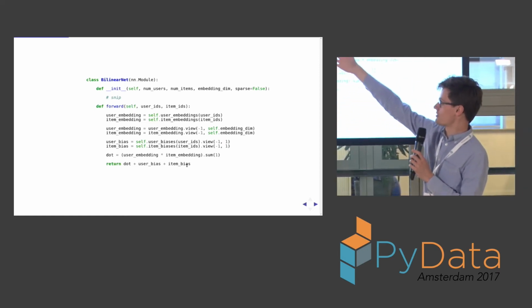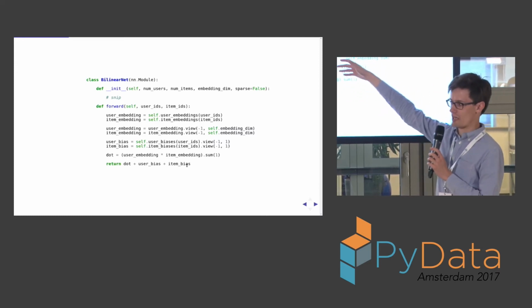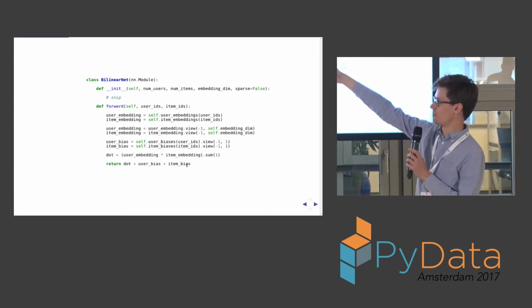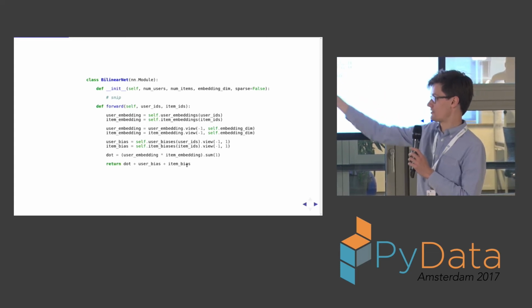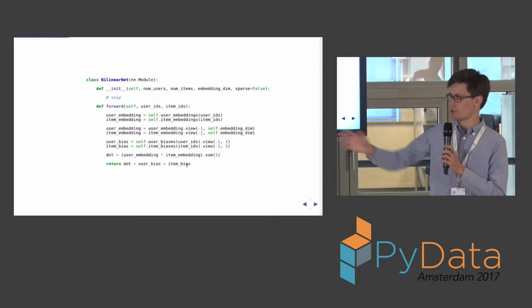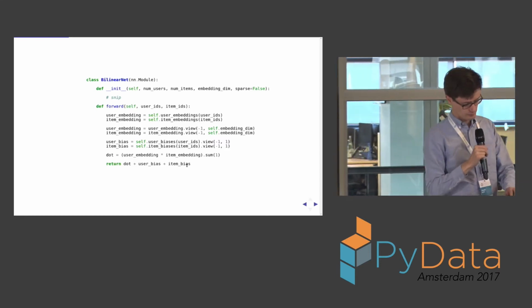You index your embeddings by those IDs, and then you transform them so you can actually do the multiplication. You do the multiplication, you add the biases, and that's the output of the network. So that's effectively your prediction. You can pass it through some sort of nonlinearity, like a sigmoid, but that's your prediction.